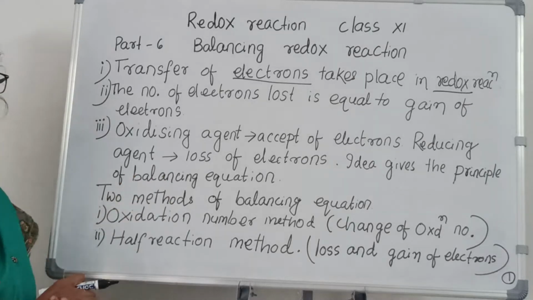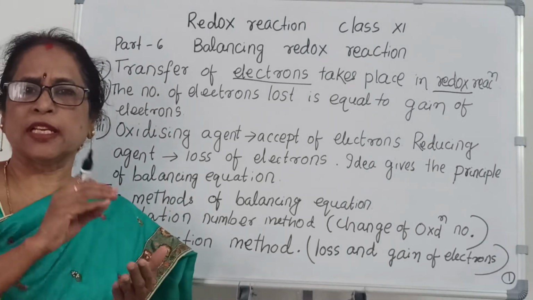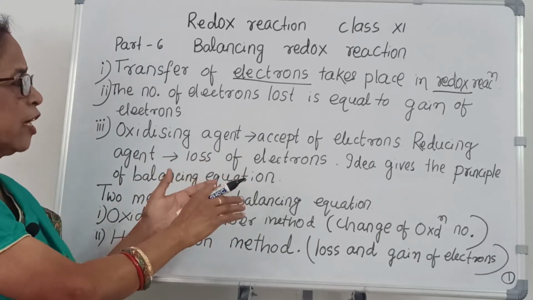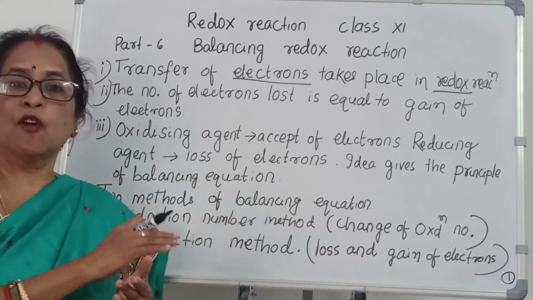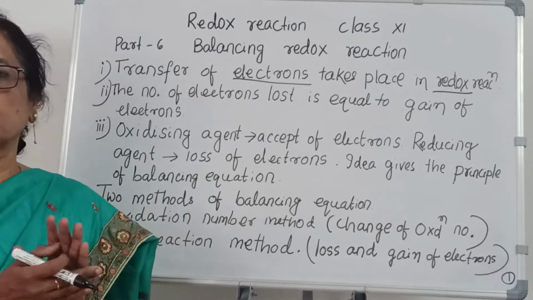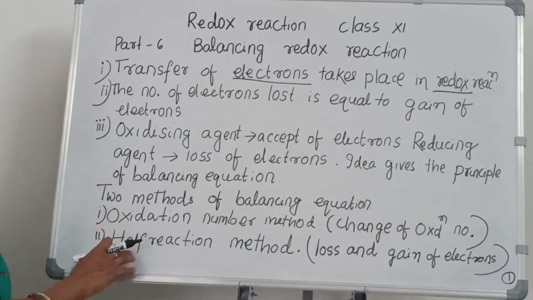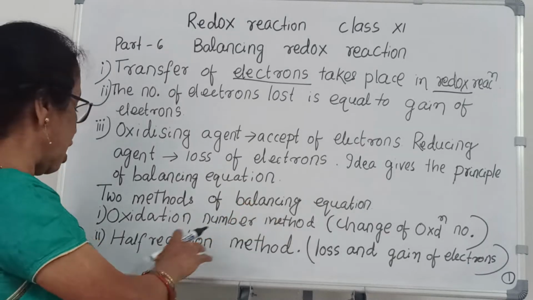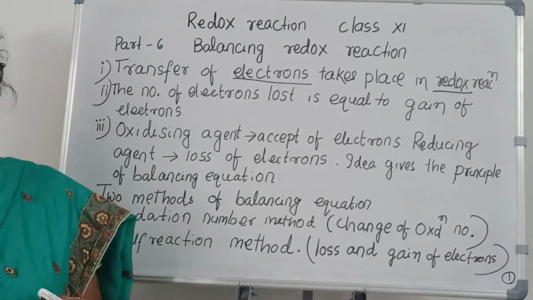There are two methods of balancing the equation. If balancing the equation is required according to the principle, according to that idea, what is the idea? Loss of electrons is equal to gain of electrons. Then there are two methods. One is the oxidation number method and the other one is the half reaction method.